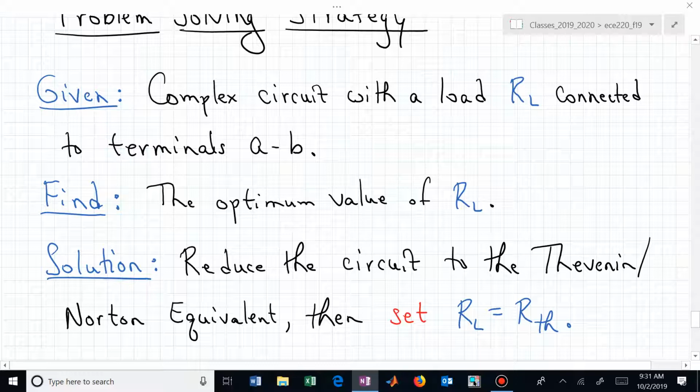Throwback. Here I've implemented that strategy for maximizing power transfer. What are we given? We're given a complicated circuit. We find its Thevenin equivalent at terminals A and B. And we want to now find what's the best value for that load resistor to maximize the power transferred to it. So we reduce our circuit to the Thevenin or Norton equivalent, and then we simply set the load resistor equal to that R Thevenin that we found.